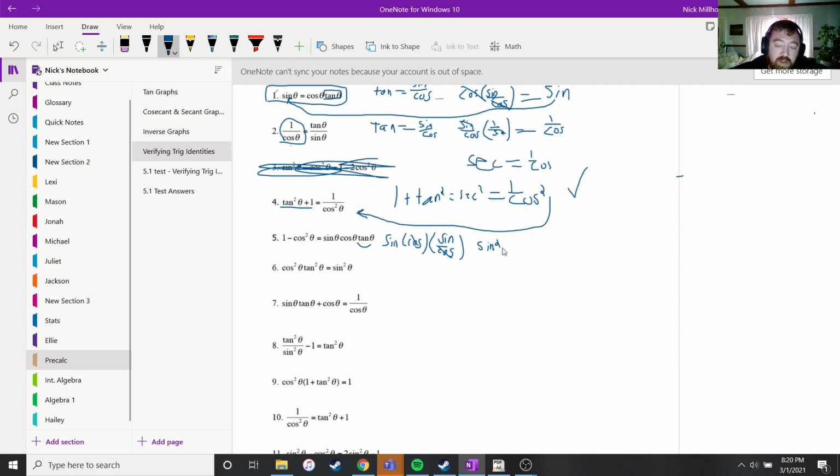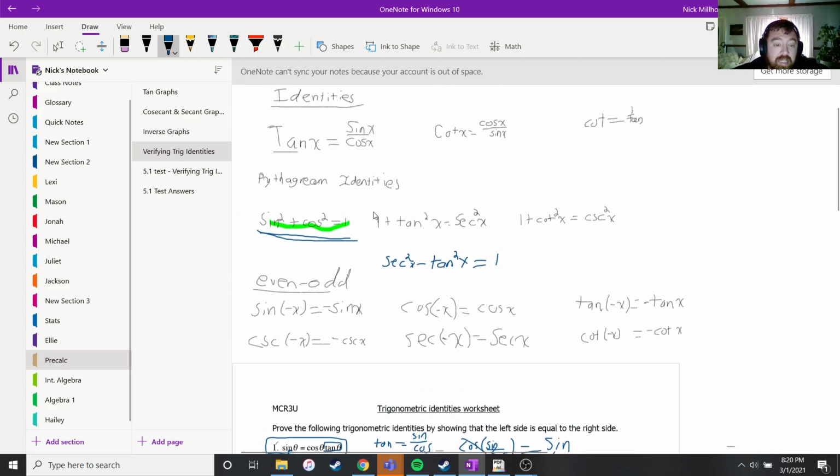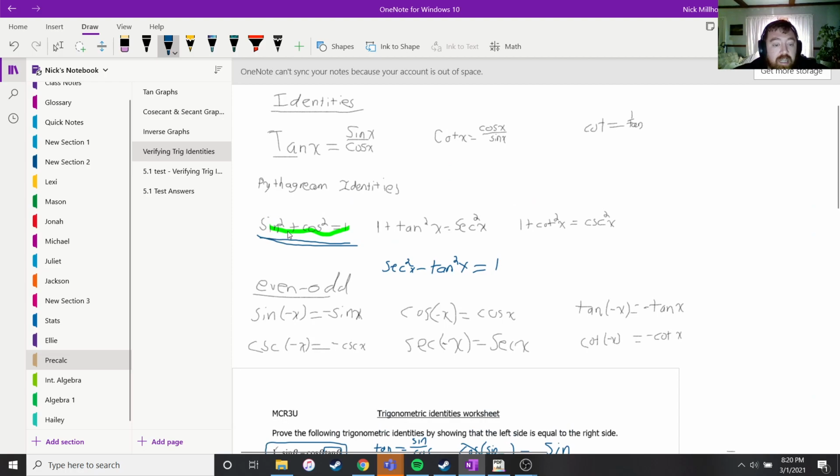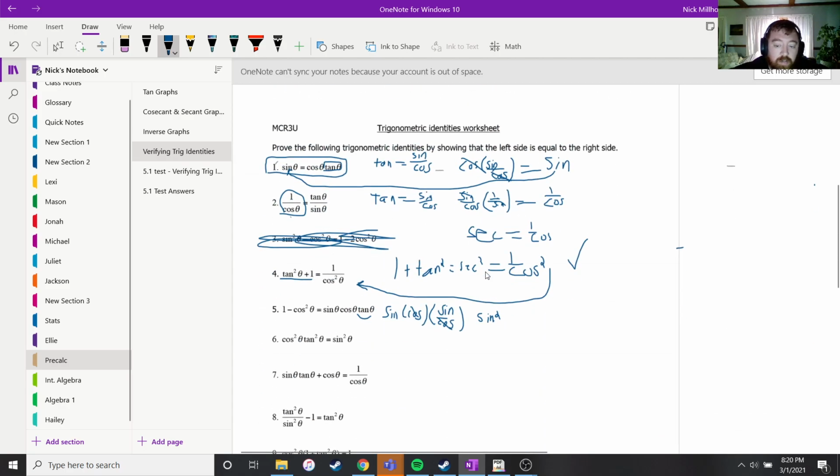Now, if you remember our Pythagorean identity here, it tells us that sine squared plus cosine squared equals 1. Now, if you solve this for sine squared, then we are left with sine squared is equal to 1 minus cosine squared. So we have sine squared on the right. We want 1 minus cosine squared on the left. Sine squared is 1 minus cosine squared because we just talked about that. So that checks out.